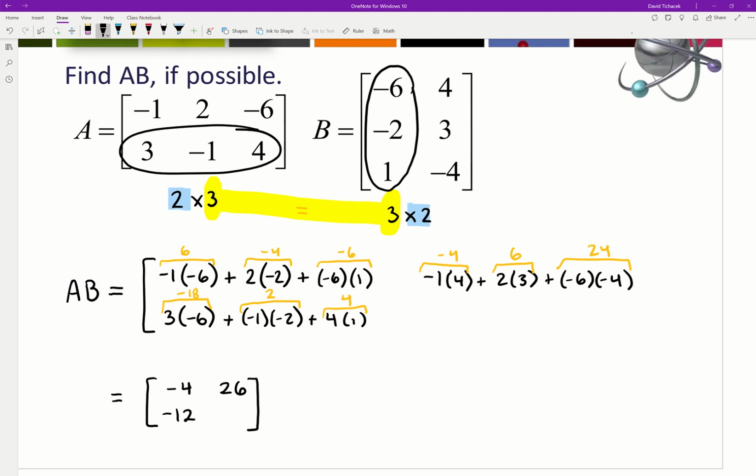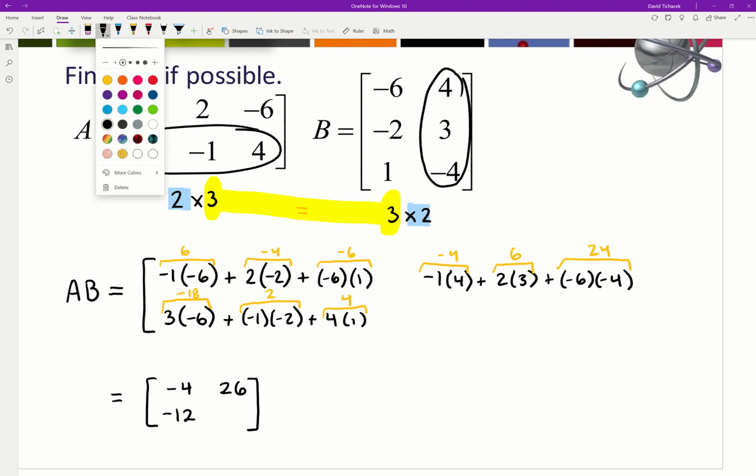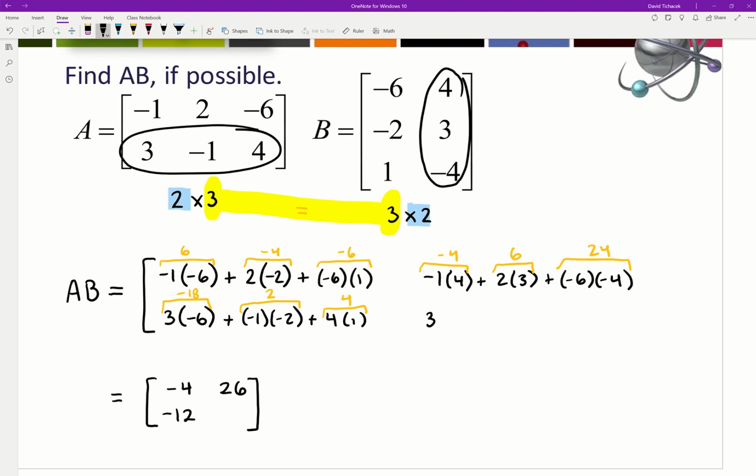So that's pretty good. And then finally, we're going to do the last combination of a row from A and a column from B, which would be to say the second row from A and the second column from B. Okay, and so that will be the following. That'll be 3 times 4 plus -1 times 3 plus 4 times -4.